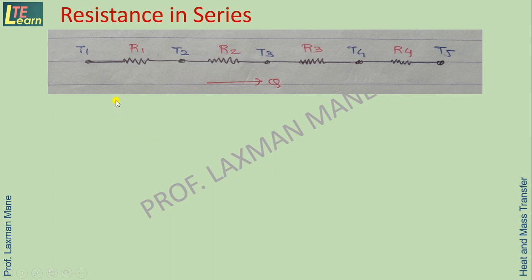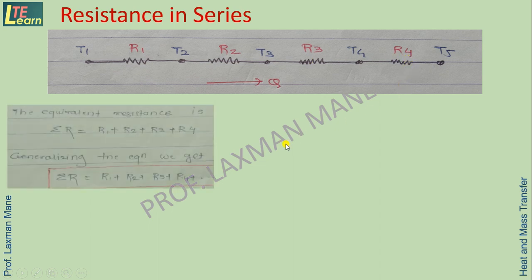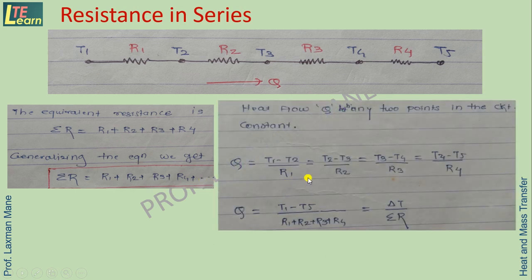So here is the case when the resistances are in series. Here we see four resistances R1, R2, R3 and R4 in series. The equivalent resistance is the summation of these four. Generalizing the equation, we have summation of resistance equal to R1 plus R2 plus R3 plus R4 plus so on, for any number of resistances.